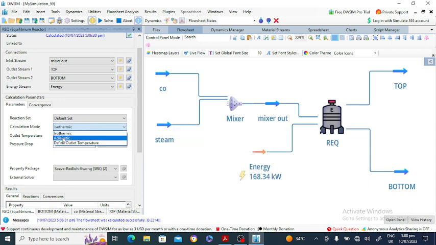You can check for the adiabatic, so check for the adiabatic, click on the solve button. It shows some error for the adiabatic, so we will choose the isothermal one.